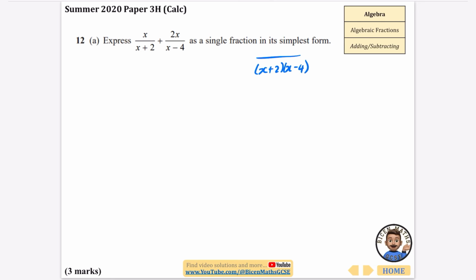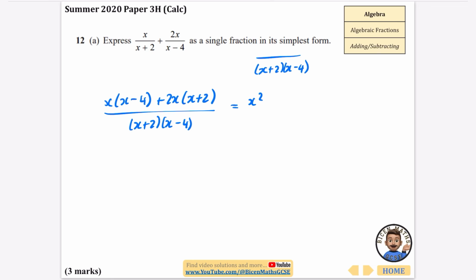and x minus 4. So the x is going to need to be multiplied by an x minus 4, and the 2x is going to need to be multiplied by an x plus 2. Give it the common denominator of our x plus 2 and our x minus 4. So the numerator is going to be x squared minus 4x. We then get plus 2x squared plus 4x, all divided by our x plus 2, x minus 4.